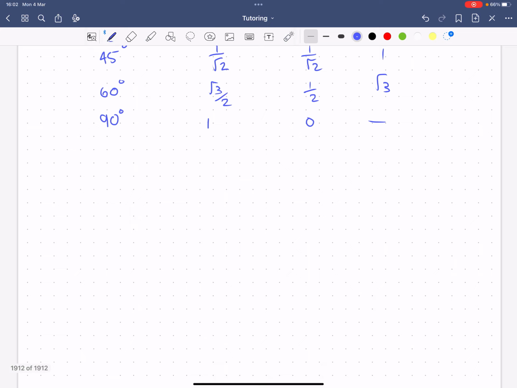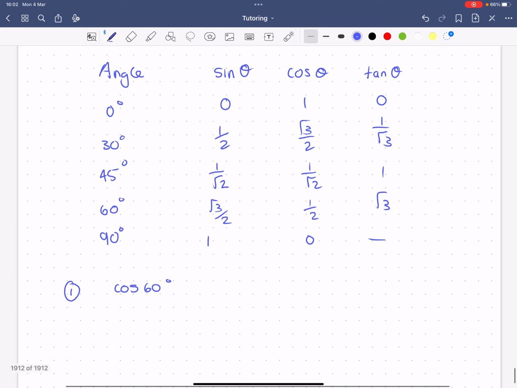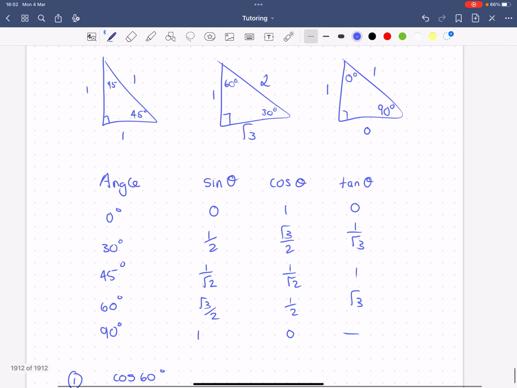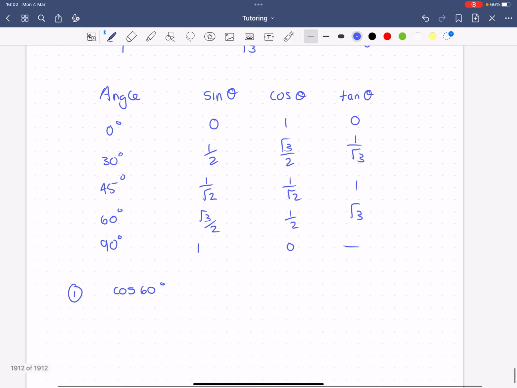Let's tie that together. Find the exact value of cos of 60 will be our first example. Yes, we've got the table, but we're going to practice using our triangle. We look at our 60 degrees. Cos is adjacent, 1, over hypotenuse, 2. So 1 over 2.